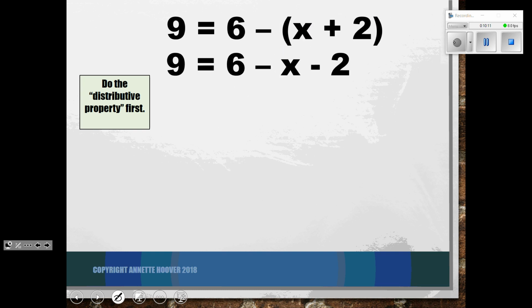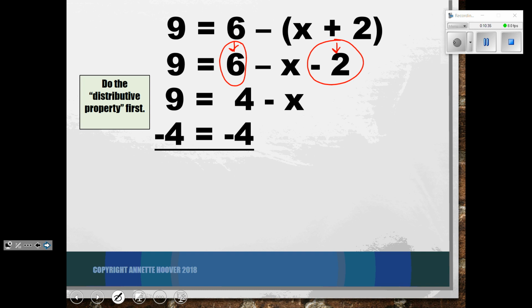Now, where the variable is, I locate the variable. I notice that there's two what we call like terms. Neither one has a variable attached, so they're like terms that we can combine. And 6 and a negative 2 would be 4. So now we have 4 minus x. We still want to get the x by itself, so we have to move the 4 to the other side of the equation. So we subtract 4 on both sides, and that gives us 5, but our x is negative.